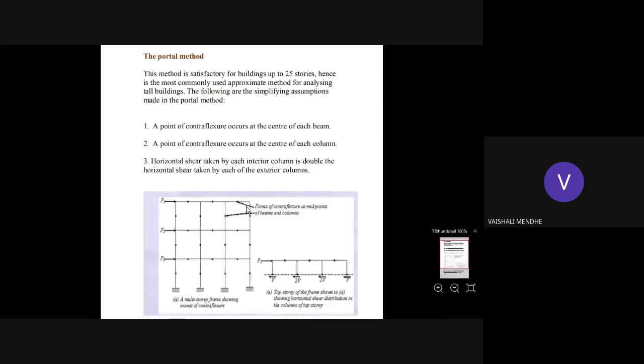Okay, you can see this figure here. The first assumption of this portal method is that the point of contraflexure occurs at the center of each beam. Okay, so what is the meaning of this point of contraflexure? So this is a point of contraflexure at the center of the beam.